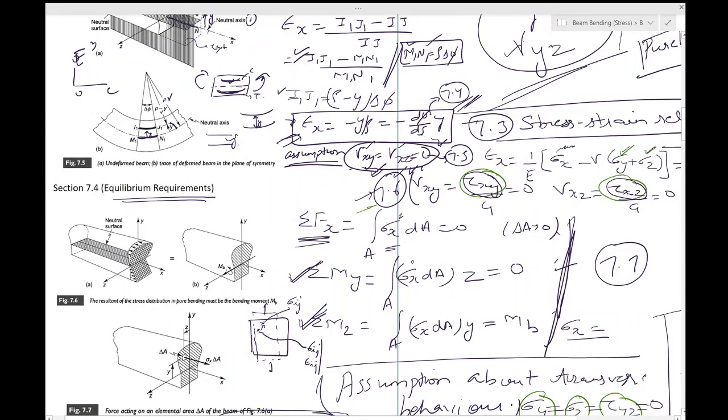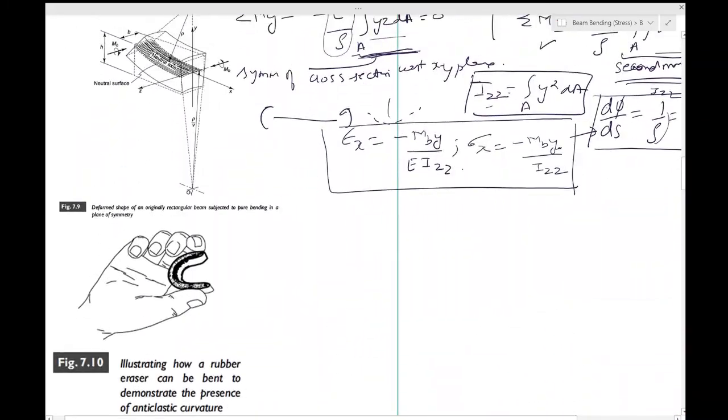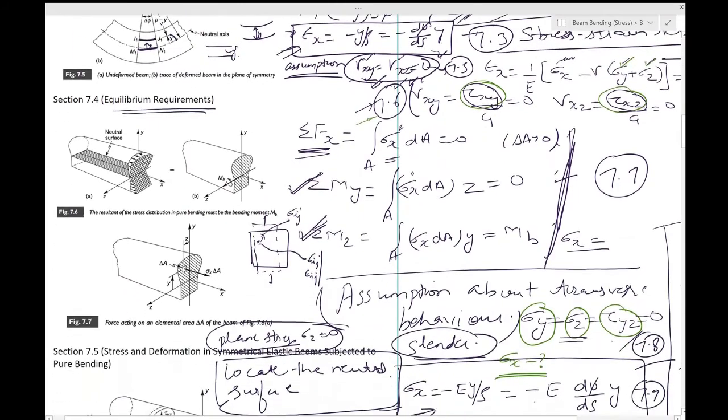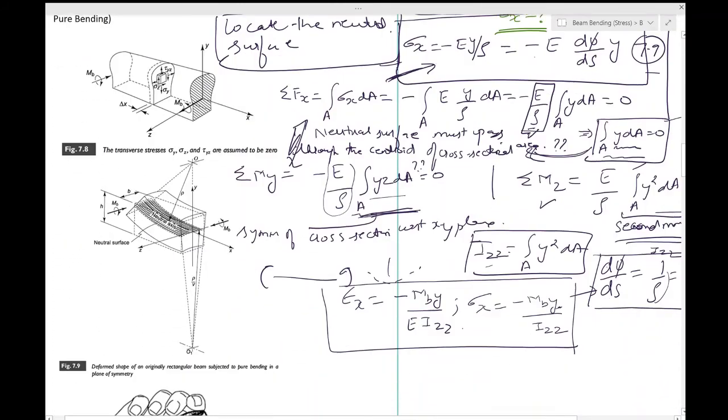So we want to now substitute 7.8 into 7.16 and use Hooke's law. Please go to Hooke's law, which is equation 5.2 in your textbook, and there you would find that epsilon y can be written as minus nu epsilon x, and epsilon z can be written as minus nu epsilon x. You know what epsilon x is, so you can just put it in, and gamma xz will be equal to 0.